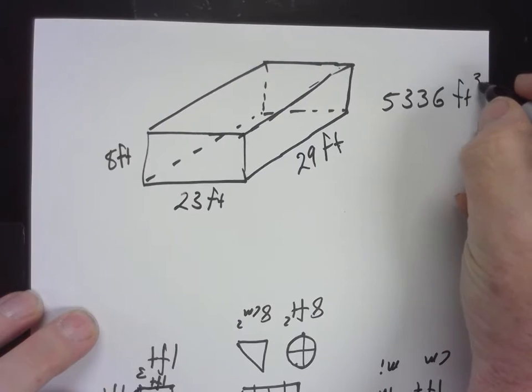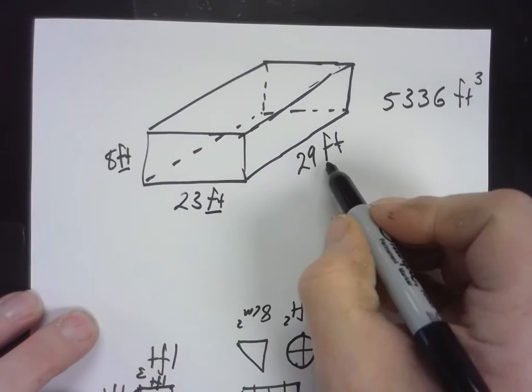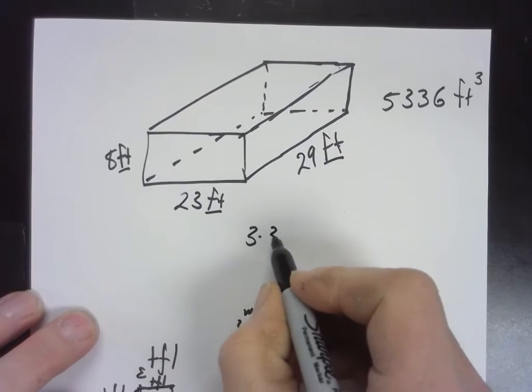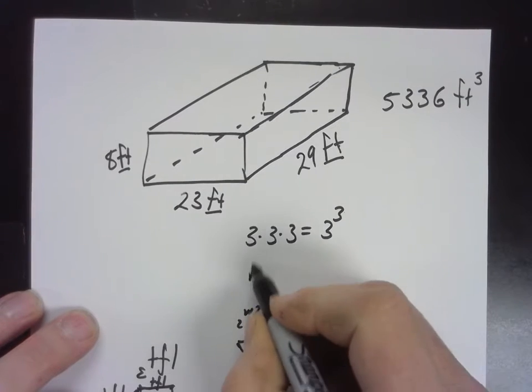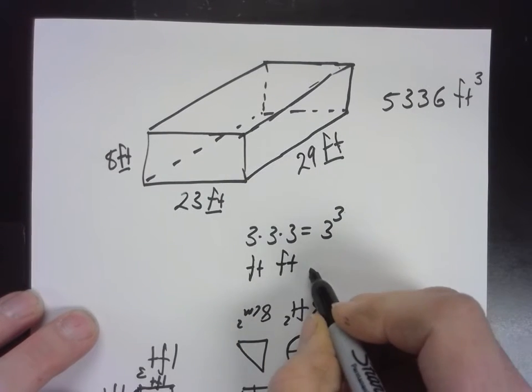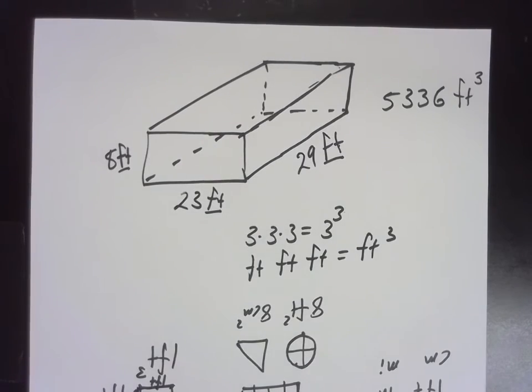How many feet? What type of feet? Cubic feet, right. So when we take feet times feet times feet, it's just like 3 times 3 times 3 is 3 cubed, isn't it? Well, feet times feet times feet is cubic feet. So that's a lot of cubic feet. Were you surprised it was that big of a number? 5,336 of those boxes right there to fill up our entire room.